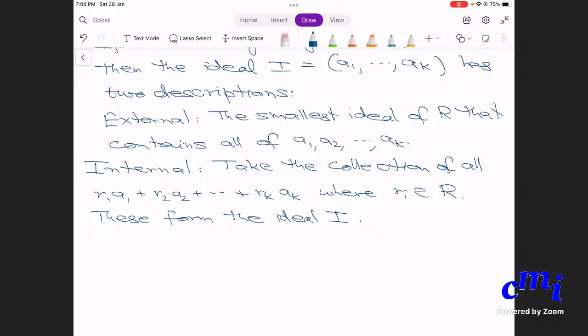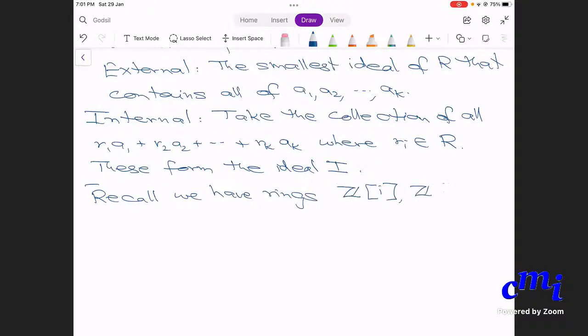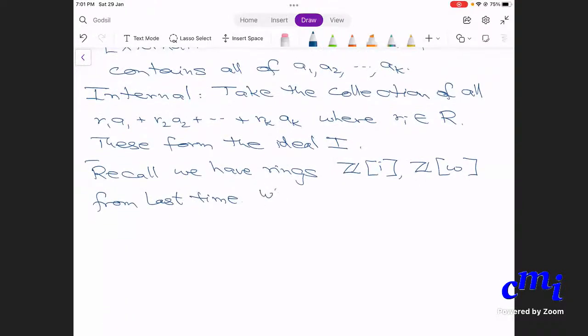Okay, of the examples of rings I gave last time, recall we have the rings Z adjoined i and Z adjoined omega from last time. These are two examples of rings I gave. These are the kinds of rings that arise in, say, algebraic number theory. So what about ideals here? What are the ideals in these rings?